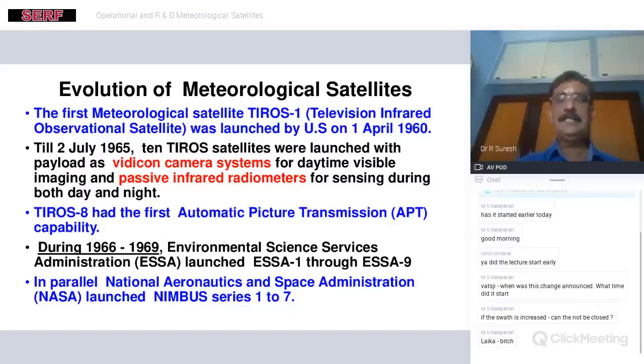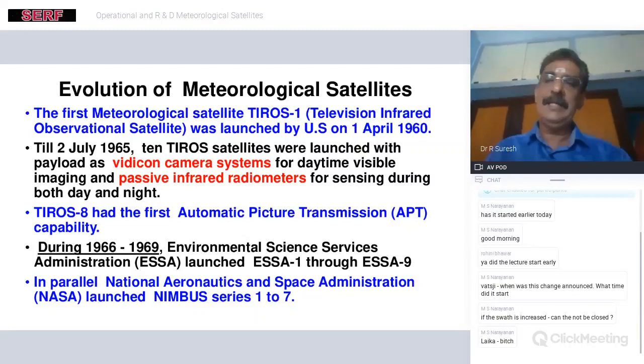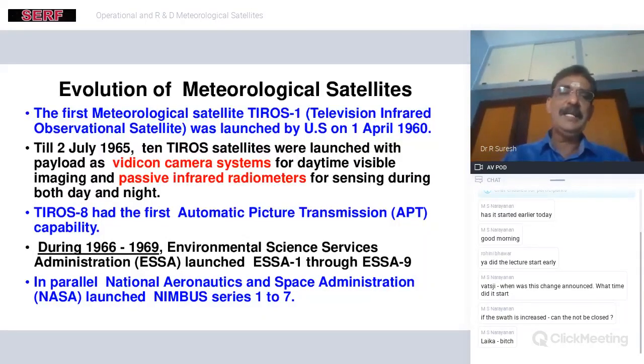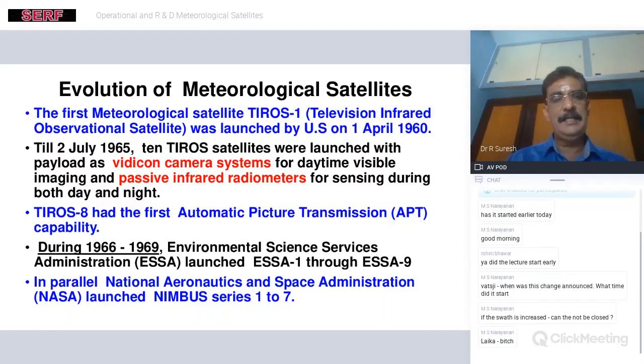This is considered the earlier one. Whatever Suomi and others tried was on an experimental basis, and the operational satellites started with TIROS-1. From 1960 to 1965, as many as 10 TIROS satellites were in orbit.